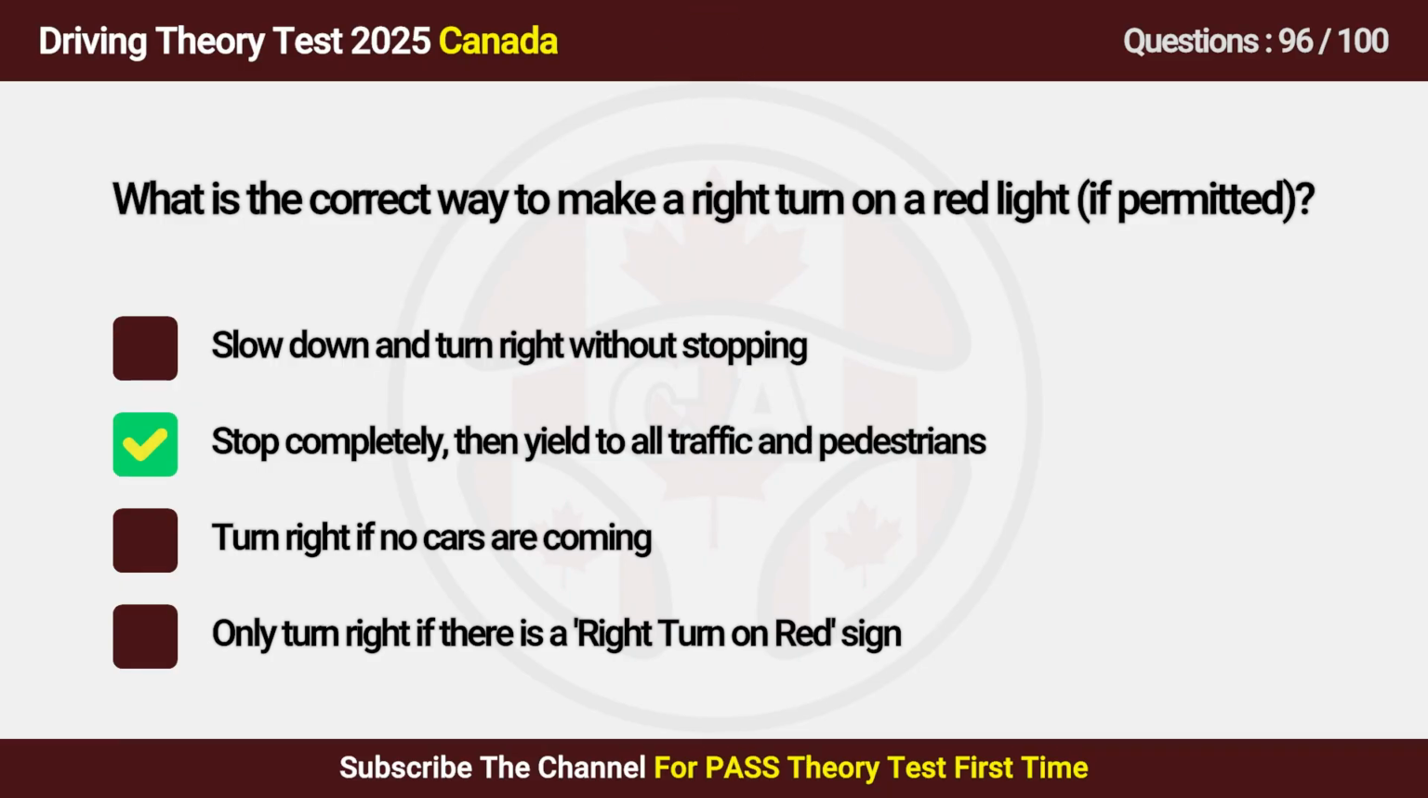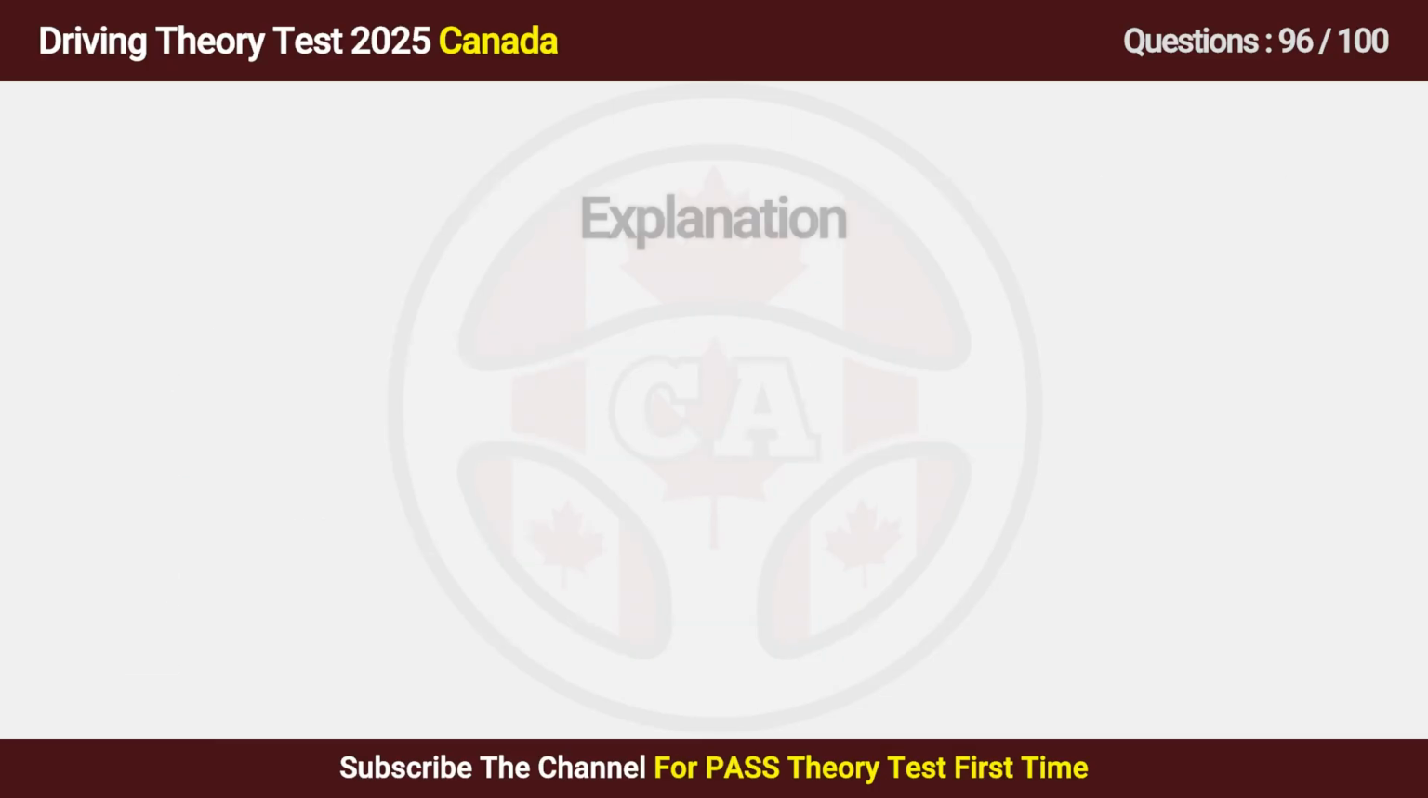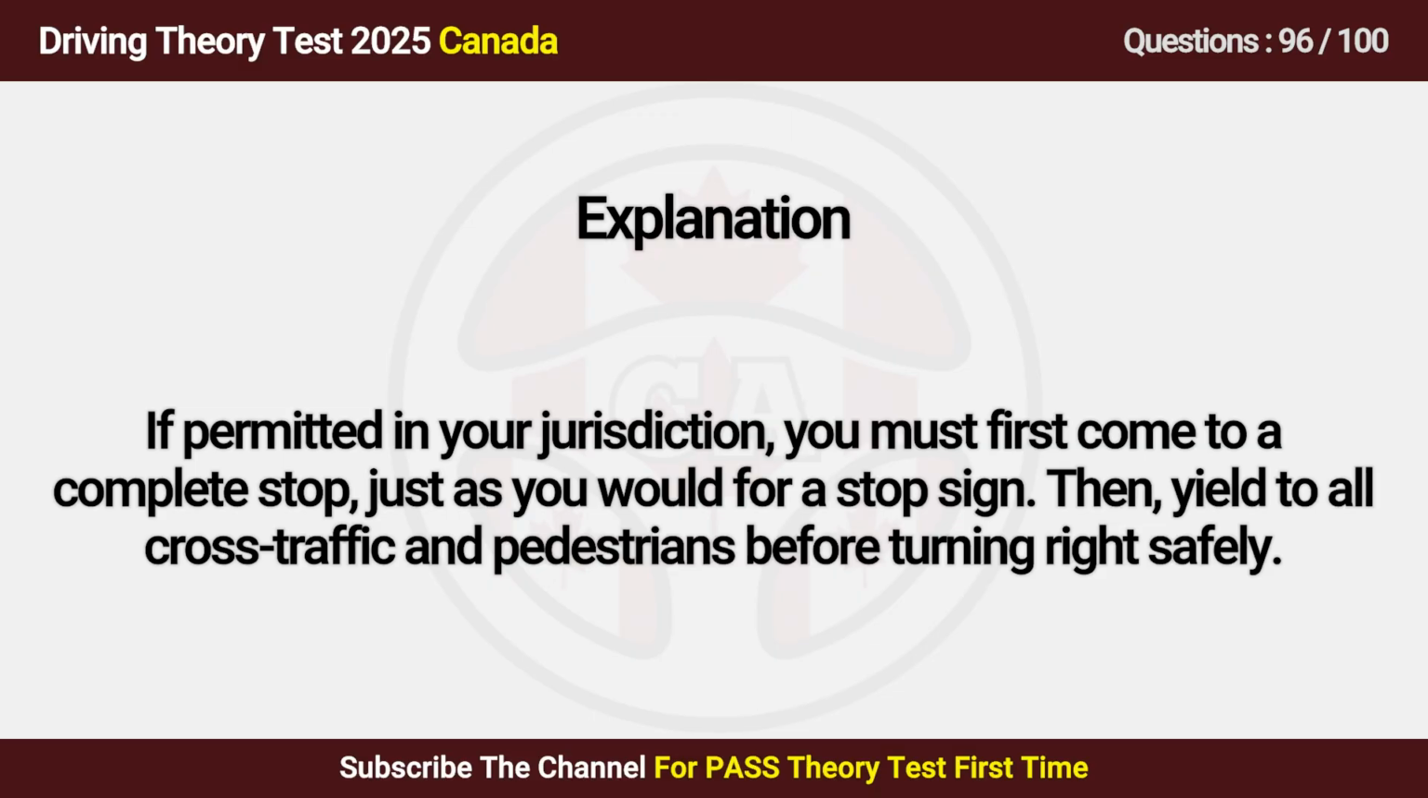Answer is B. Stop completely, then yield to all traffic and pedestrians. If permitted in your jurisdiction, you must first come to a complete stop, just as you would for a stop sign. Then, yield to all traffic and pedestrians before turning right safely.